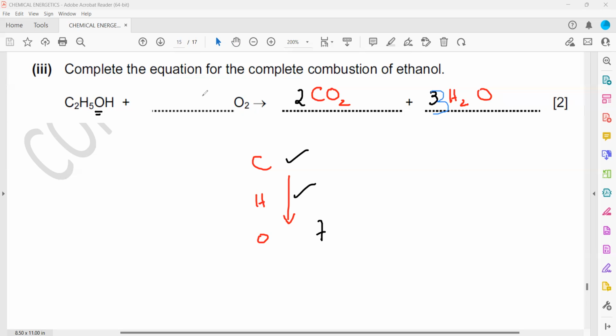So 1 is already there. So what I should do, I should put 3 because 3 multiplied by 2 makes 6 and 6 plus 1 makes it 7. So this equation is balanced in terms of carbon, hydrogen, and oxygen. So first we write a product correctly, then we start balancing with carbon, followed by hydrogen, and at the last, oxygen.